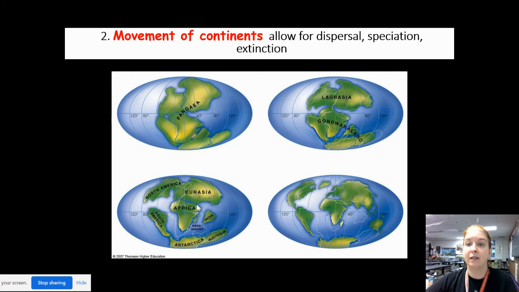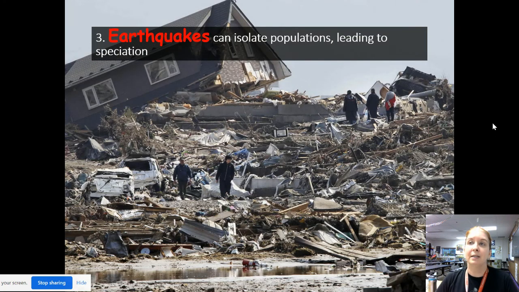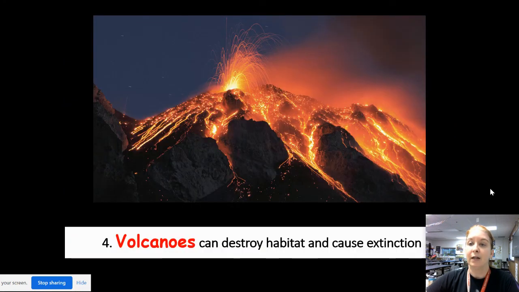As things have gone their own way, sometimes they were great when they were closer together or more tropical, and then as things moved away, things might have died, things might not be the same anymore. So things change and become new species. Earthquakes can isolate populations, which also leads to speciation. So if you now have two populations that are separated and they have different conditions, they can eventually result in speciation. Volcanoes can destroy habitats and cause a lot of extinction.